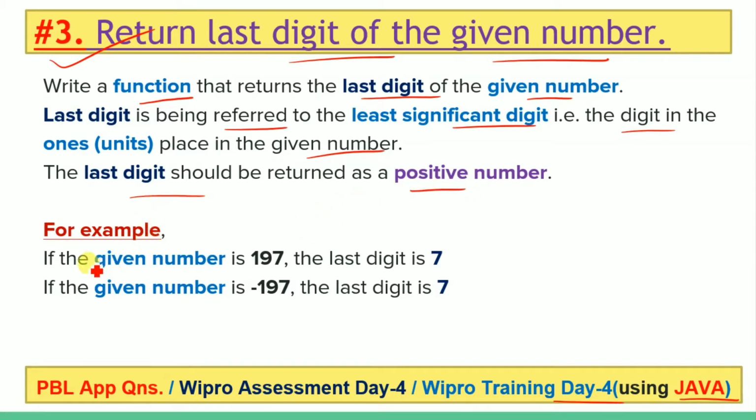Here some examples are given. If the given number is 197, the last digit should be 7, and if the given number is minus 197, then also the last digit should be 7. So, we will write the program for this question on Visual Studio Code, or you can choose any other IDE as well.